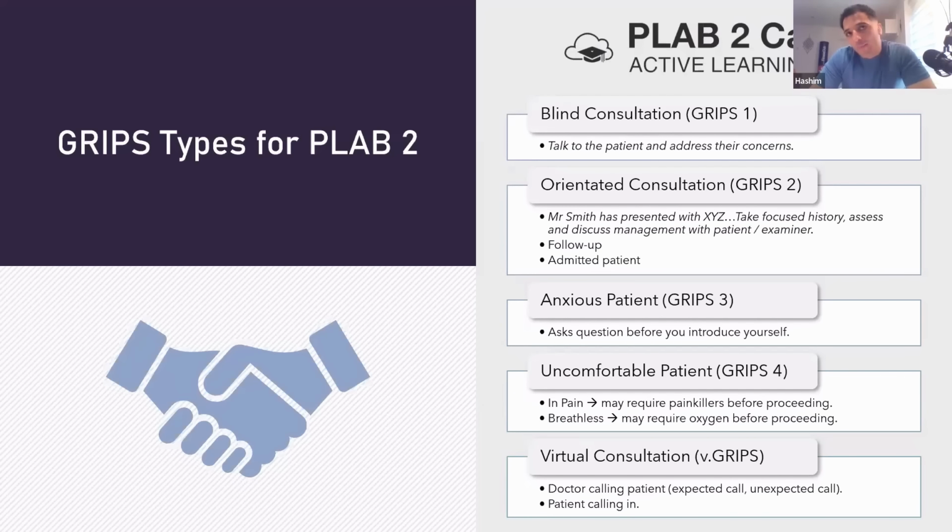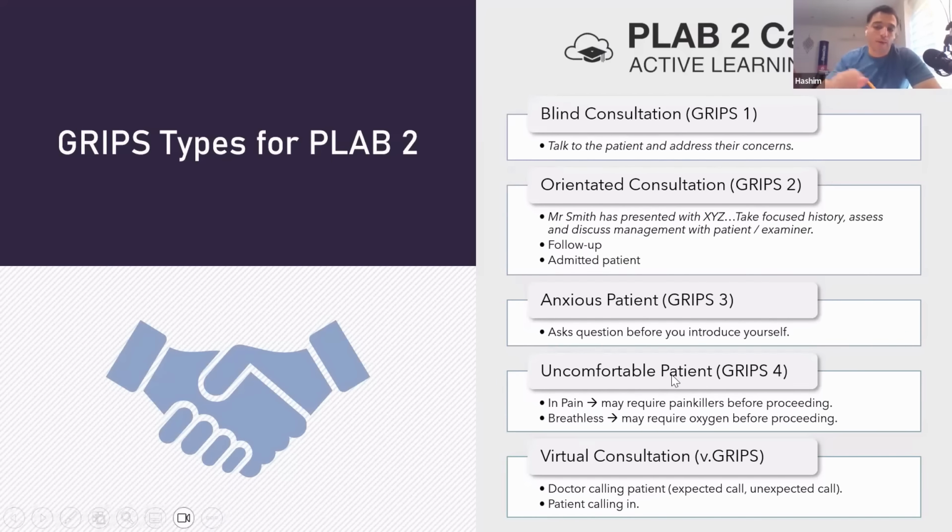Because then what can end up happening is you get thrown off, you address their question, and then you get a bit disorientated and you start off in the wrong place and you miss out some important information, like the identity checks, for example. Or you'll miss out another part of the GRIPS. So you need to have a plan for how to approach those in the exam.